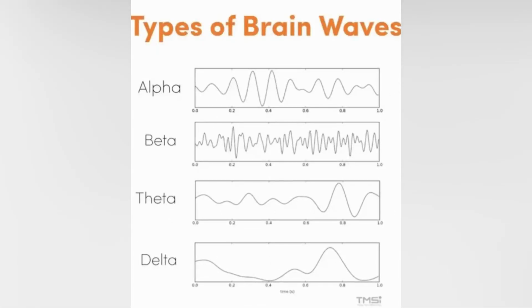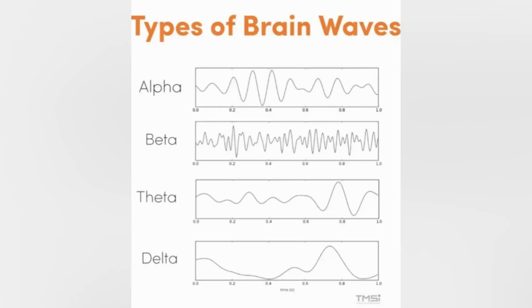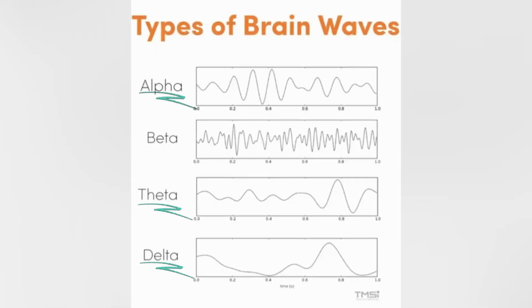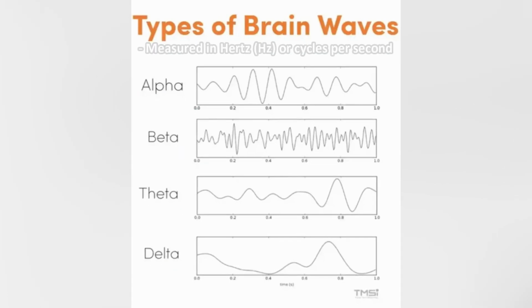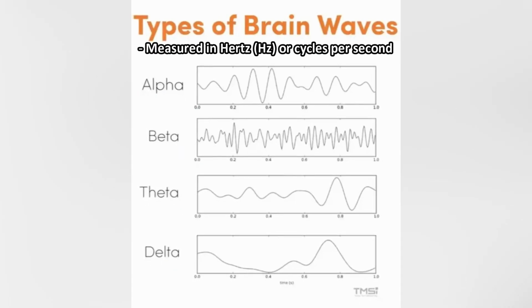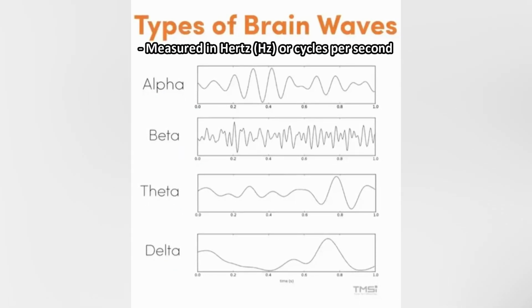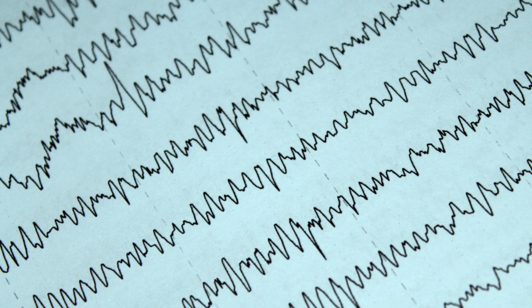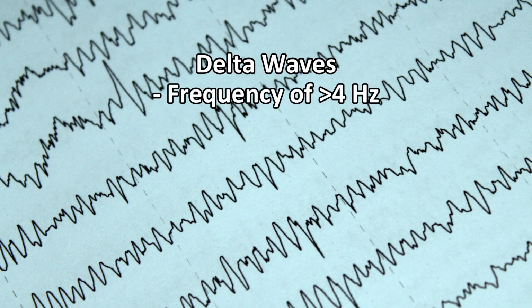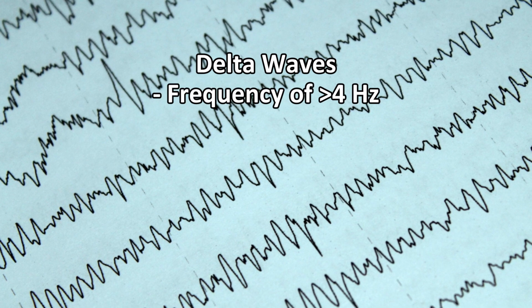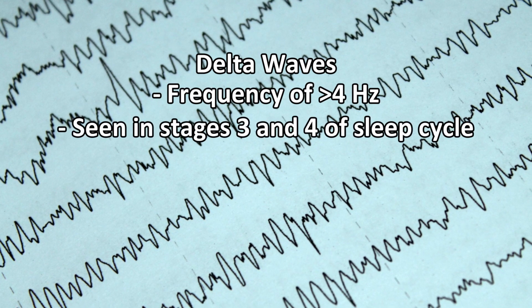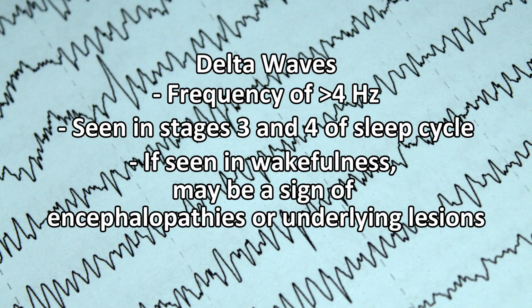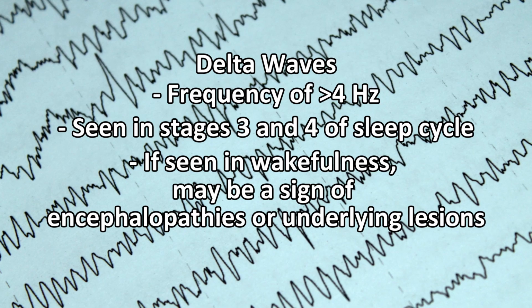The specific types of brain waves that are more commonly measured by an EEG are delta waves, theta waves, alpha waves, and beta waves. These are measured in hertz, Hz, or cycles per second on the graph. These different waveforms have also been used to point out different characteristics of a person. For instance, delta waves have a frequency of less than 4 cycles per second, or less than 4 Hz, and are seen in stages 3 and 4 of the sleep cycle. If they are seen during wakefulness, it may be a sign of encephalopathies or underlying lesions in the brain.